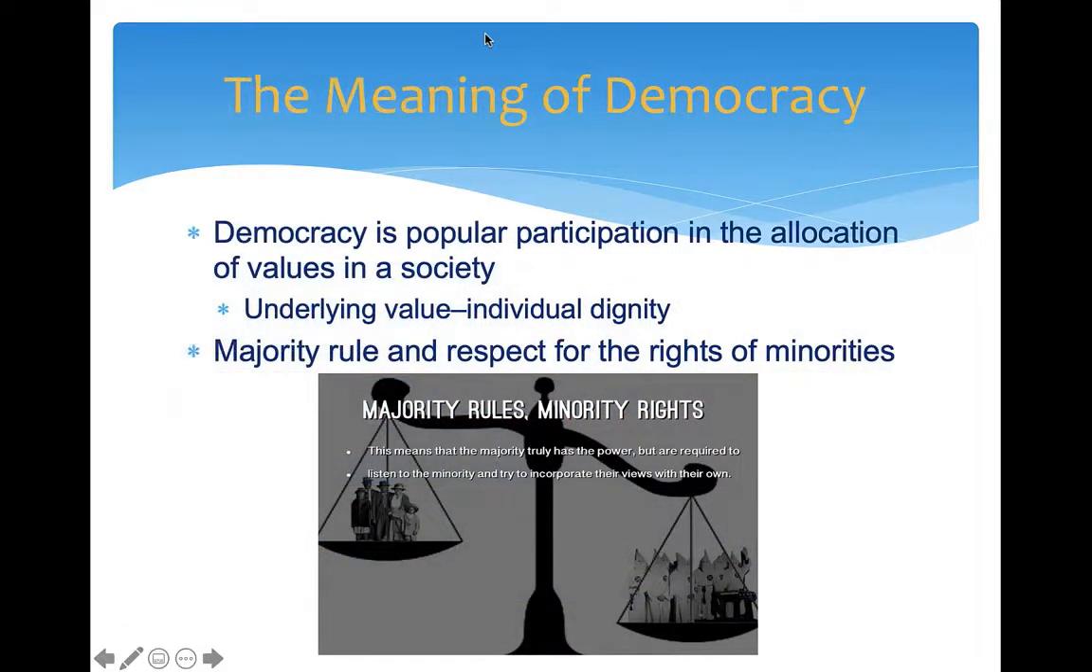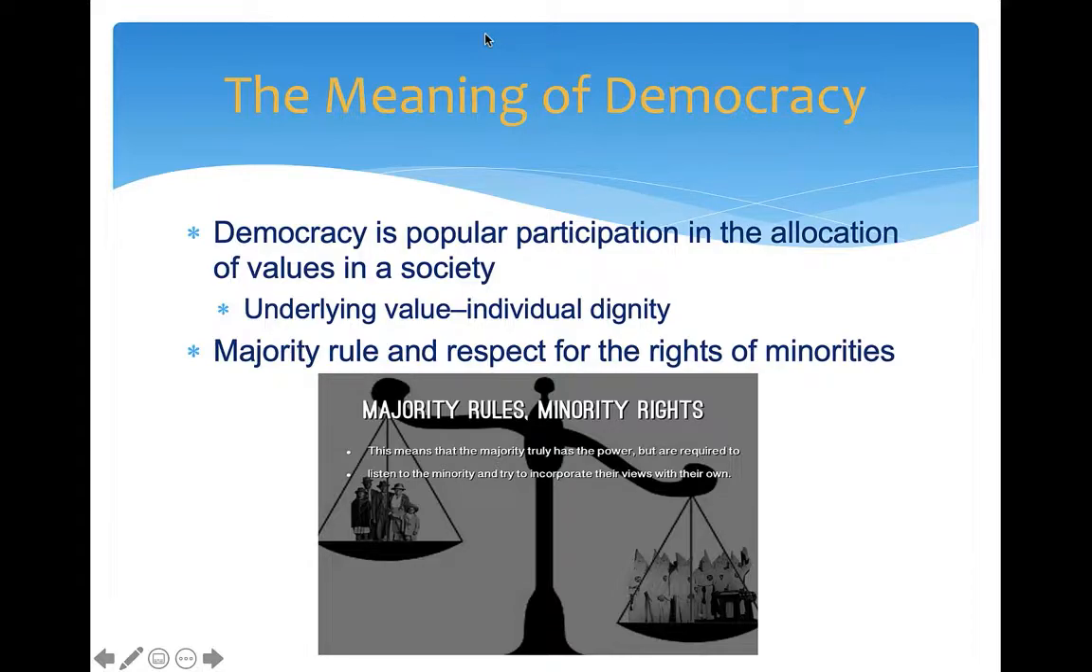So when we talk about popular participation in the allocation of values in society, one thing is individual dignity that we rely on. When we talk about democracy, obviously, when we talk about values, those are resources that we may be entitled to as a people. But in our situation here in the United States, we do go very much off of a majority rule type feeling.